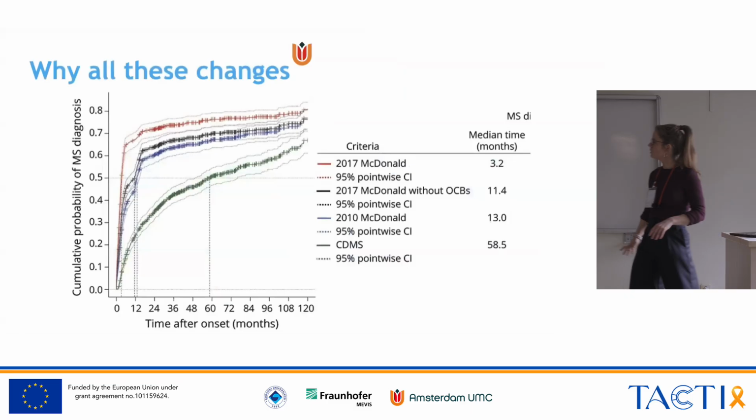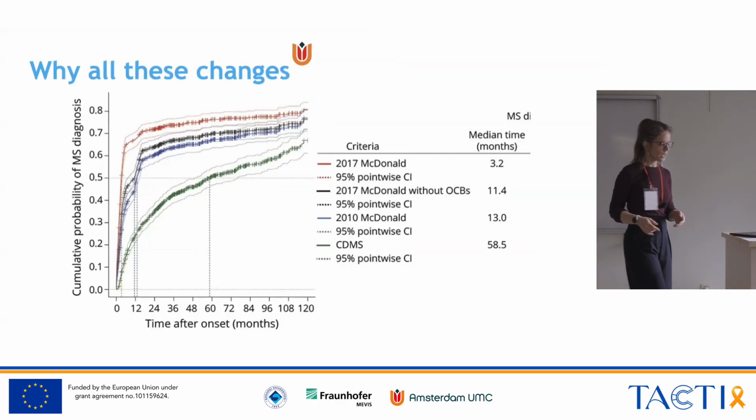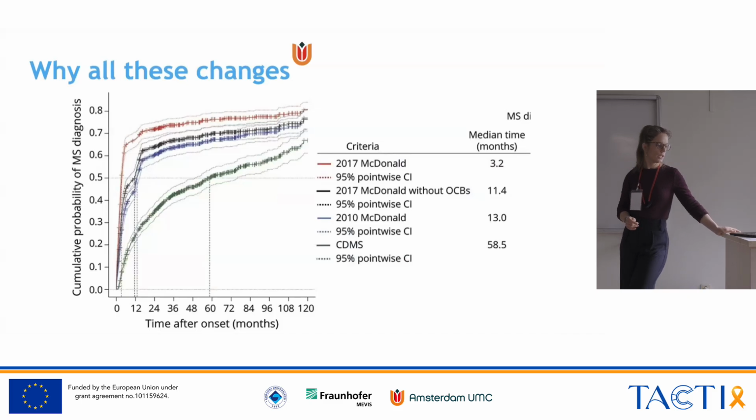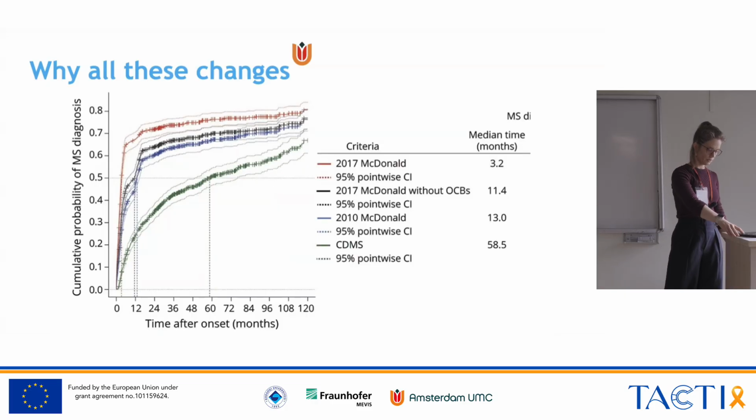Now, why all these changes? I found this while looking at the reasons for all these diagnostic criteria. This paper by Massimo Filippi nicely showed the difference in time to diagnosis. These were the criteria where you made a clinical diagnosis, so based on the next relapse, and there the average time was almost 60 months. But now with the new 2017 McDonald criteria, the median time to diagnosis from onset is 3.2 months. So that is quite an improvement of the time.